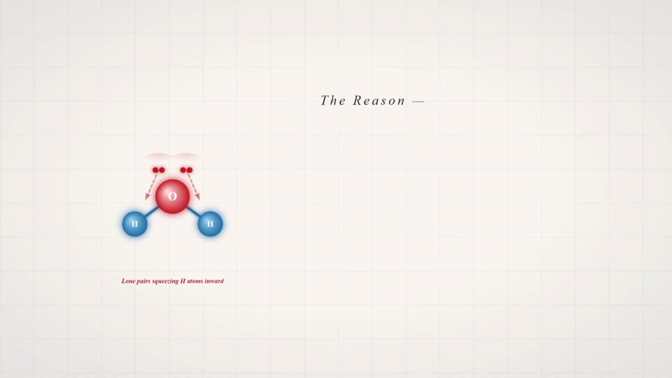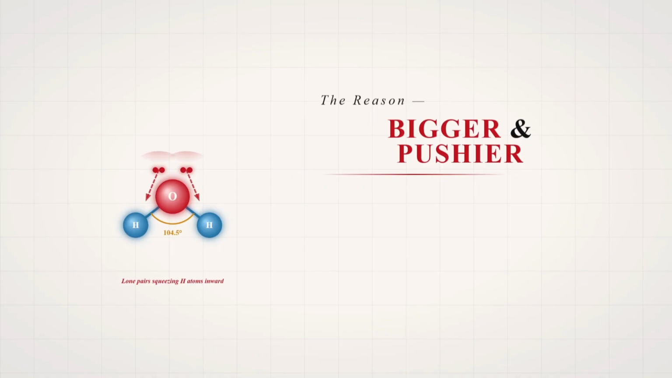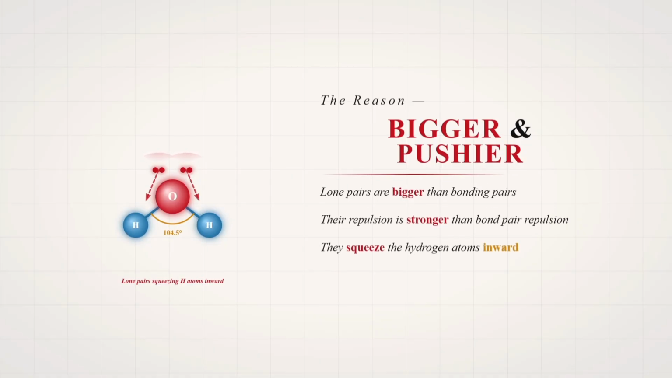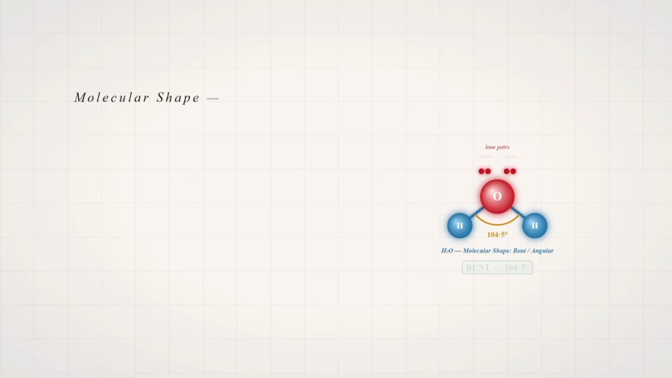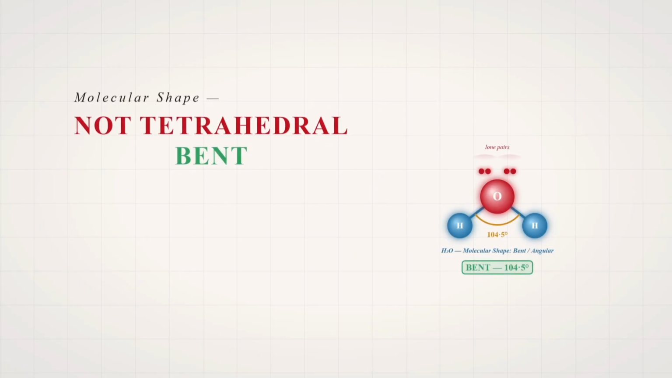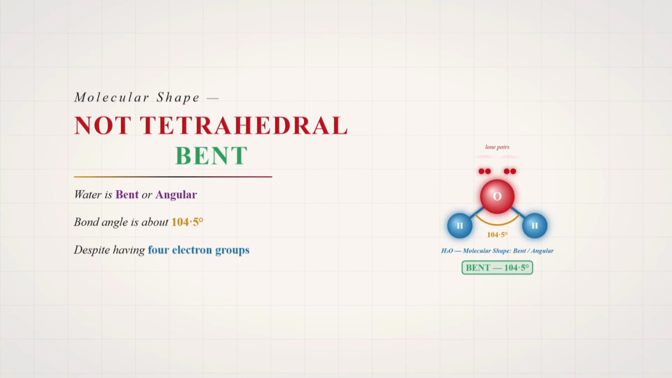Why? Because those 2 lone pairs are bigger and pushier than bonding pairs. They squeeze the hydrogen atoms inward. So water is not tetrahedral in molecular shape, despite having 4 electron groups. It is bent or angular, having a bond angle of about 104.5 degrees. This is a perfect demonstration of electron repulsion in action.